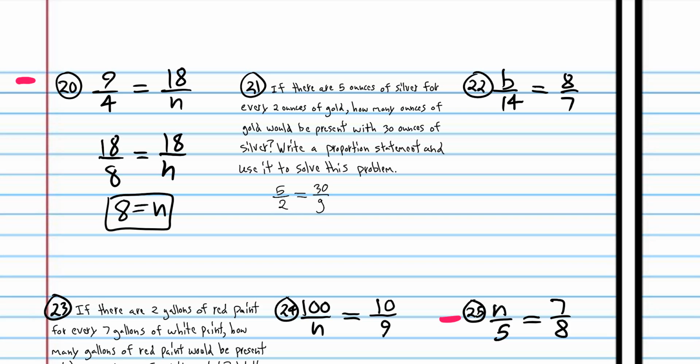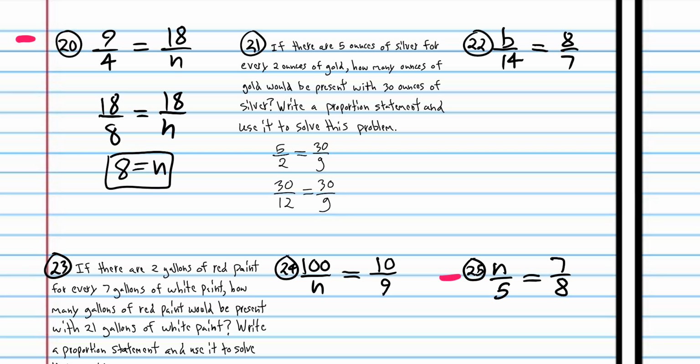So in this problem, we have 30 here, so we want this number to be 30. So in order to make 5 into 30, we have to multiply both sides of this fraction by 6. And then we get 30 over 12 is equal to 30 over G, and then we can easily see what G is. G must be 12.